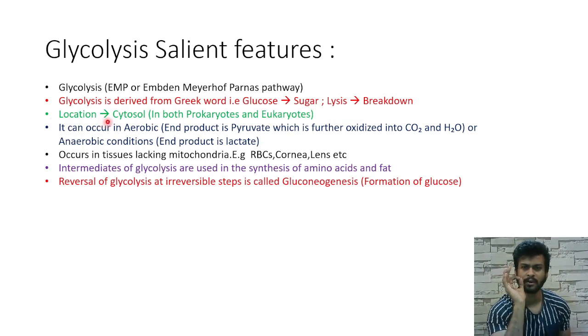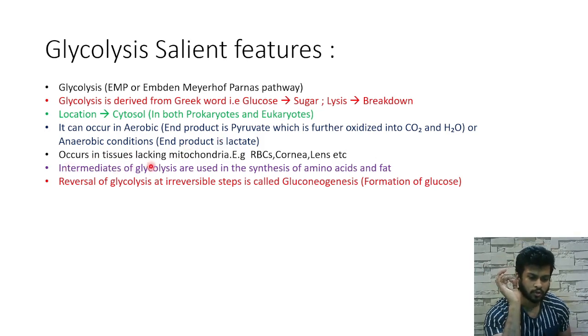Glycolysis occurs in the cytosol in both prokaryotes as well as eukaryotes. It can occur in aerobic as well as anaerobic conditions. If it occurs in aerobic condition, the end product is pyruvate. In glycolysis, glucose will be broken down into pyruvate, and this pyruvate will be further oxidized into carbon dioxide and H2O. Oxidation of pyruvate into carbon dioxide and H2O we will cover in upcoming videos. If glycolysis occurs under anaerobic condition, the end product formed is lactate.